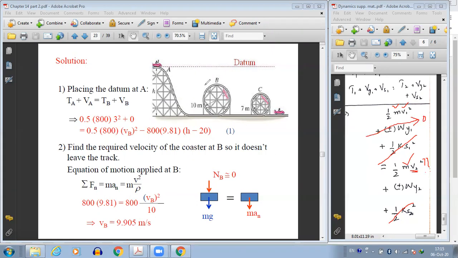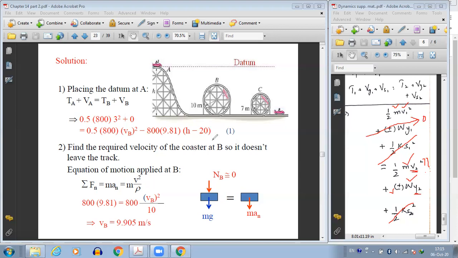For B, since B is below our datum, it will be negative, and we know the weight. And we know that this y2 is the h. This is what we need to find.